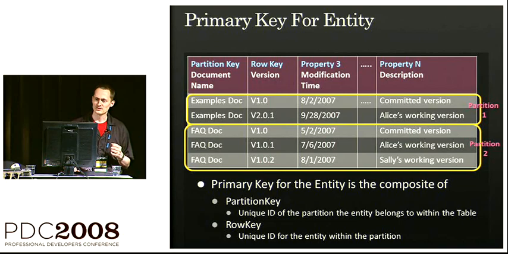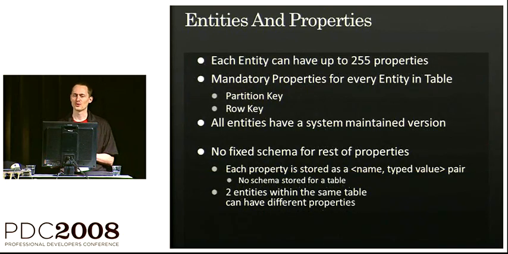Okay? So the features and functionalities for entities and properties are listed here. Each entity you define within a table can have up to 255 properties. The mandatory properties for every entity, as I mentioned, are the partition key and the row key. And we also reserve one of these properties to be a system-maintained version, which is used to provide optimistic concurrency.